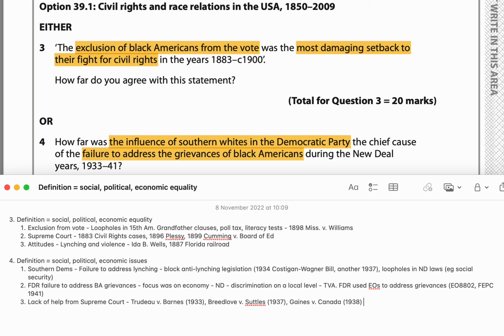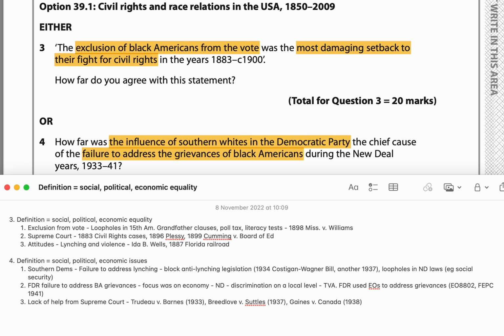Breedlove versus Suttles upheld poll tax. So again, if we're talking about grievances of Black Americans, political rights, and economic rights, poll tax meant that Black Americans often couldn't vote. It was a way of stopping Black Americans from voting.